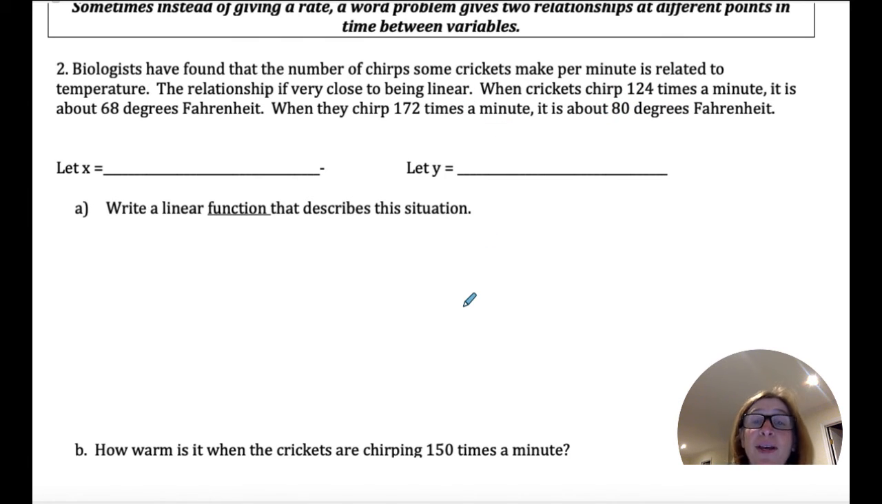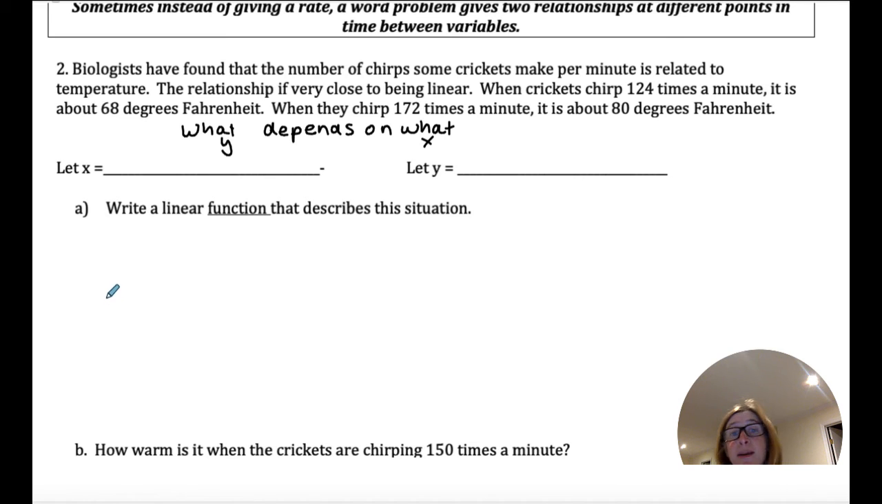All right, so let's talk about that. We got to figure out what's x and y. And I didn't tell you. So I always ask myself the question, what depends on what? Because y depends on x. So does temperature depend on the amount of chirps, or does the amount of chirps depend on the temperature? Hopefully you're saying the amount of chirps depends on the temperature. So that means that the amount of chirps is my y, and the temperature is my x.